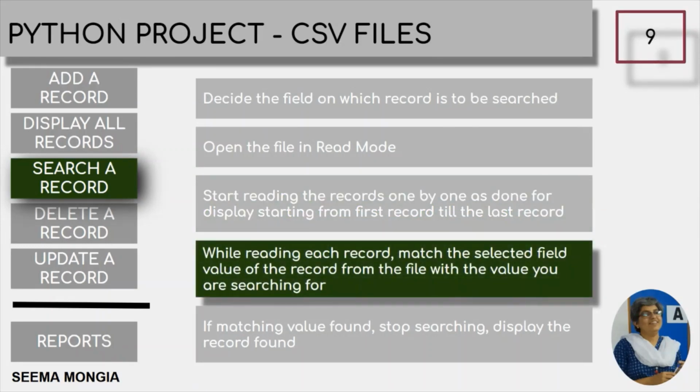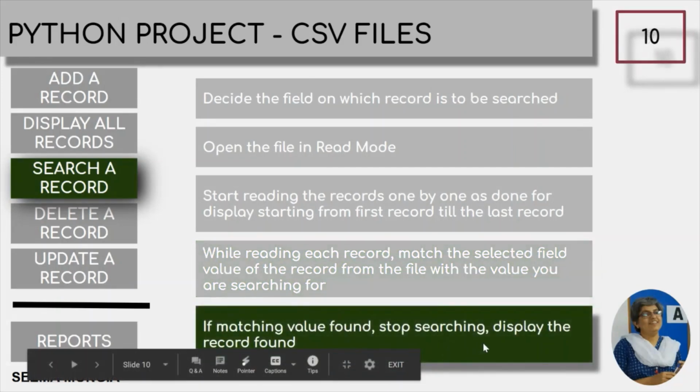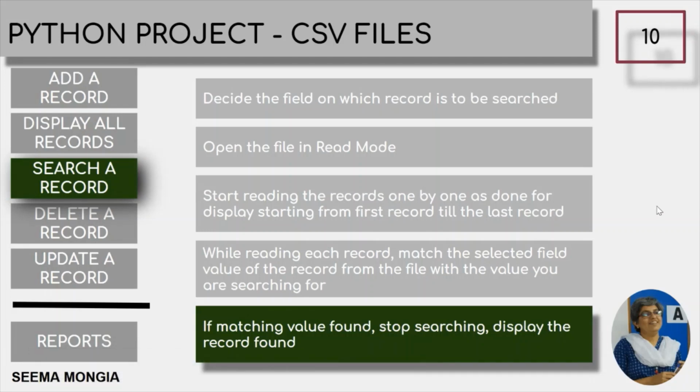The next step is, while reading each record one by one, we will match the selected field value of the record which we are reading from the file with the value which we are searching for. Let us suppose I read the first record of the file and I am looking for an ice cream code I005. So I will match whether the record which I have read has the ice cream code as I005 or not. If the matching record is found, I will display that record. Otherwise, if the matching record is not found, I will move to the next record.